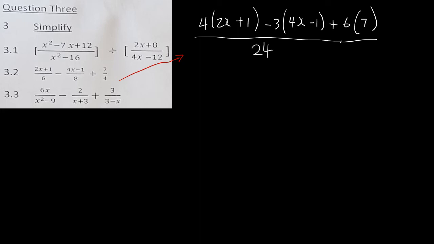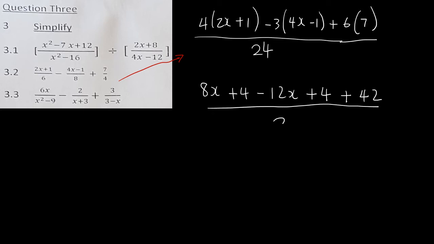So I'm left with 8x plus 4 minus 12x plus 4 plus 42 over 24. So 8x, let's bring all the like terms together. 8x and the minus 12x, remember those there, will give me minus 4x. The 4 and the 4 will give me 8, and the 42 will give me 50. So it'll be plus 50 and divided by 24.